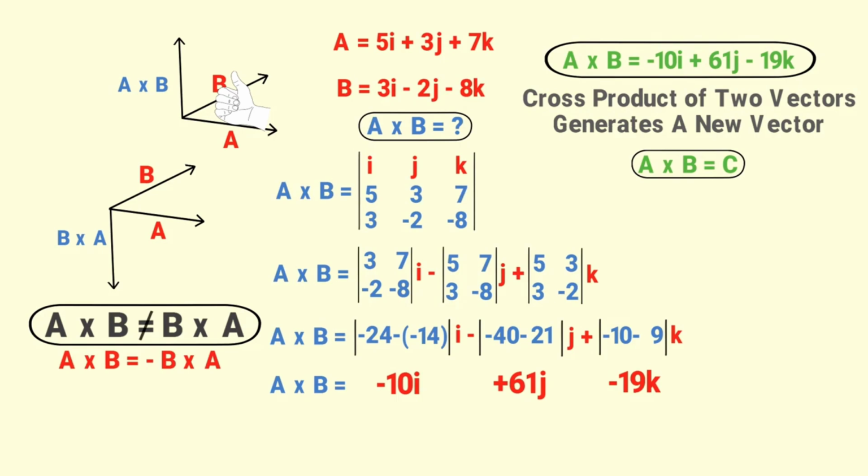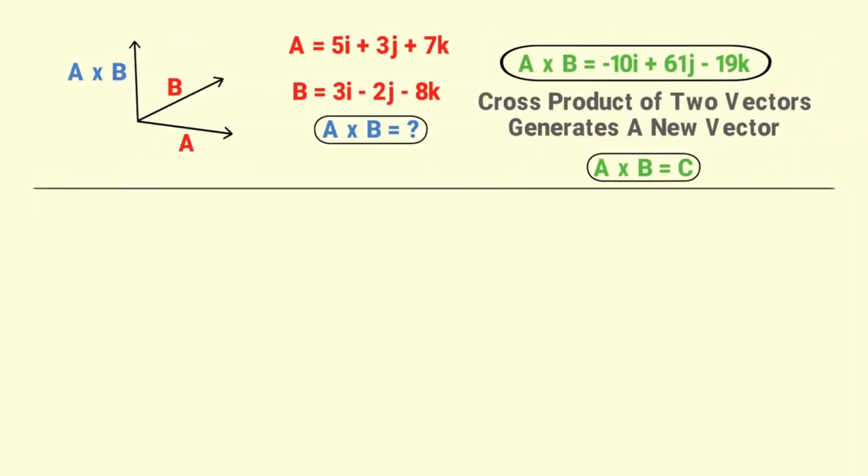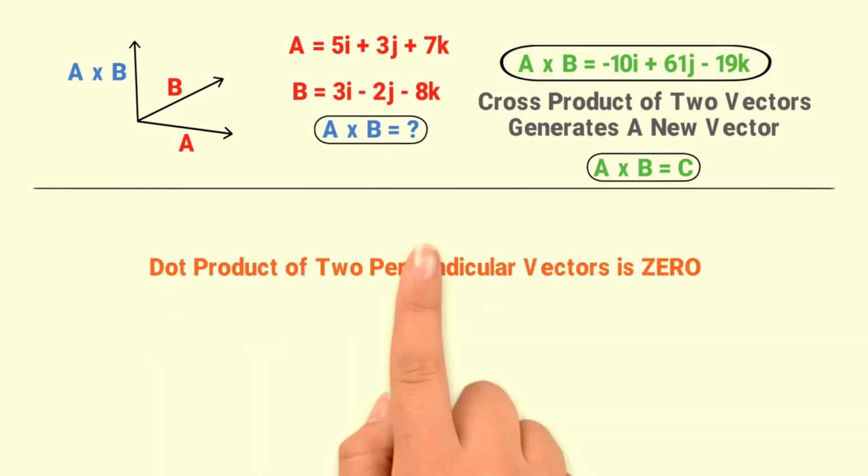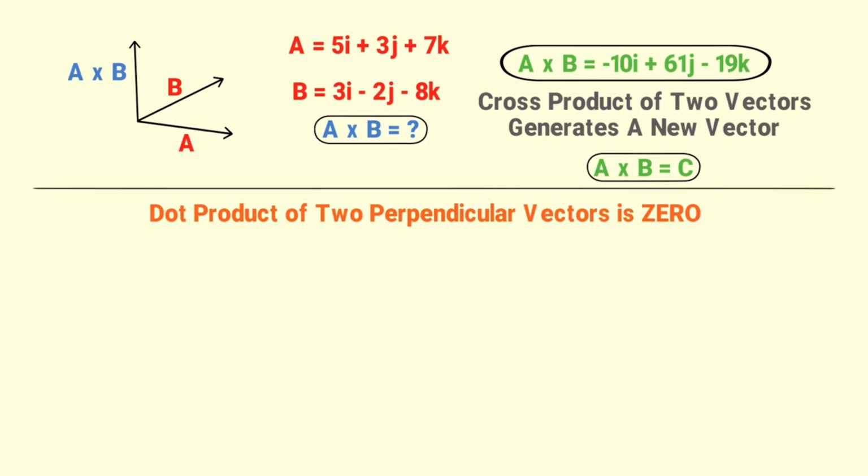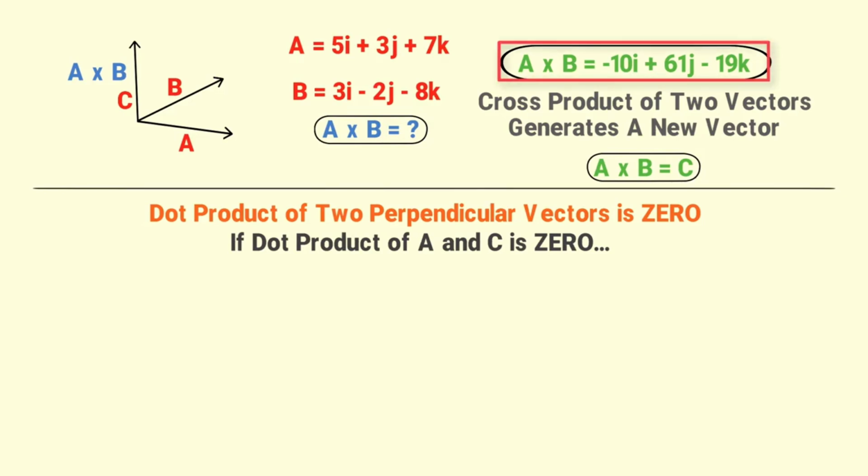Now at last, let me teach you how you can check your result. Here I calculated that the cross product of A and B is equal to minus 10i plus 61j minus 19k. Either it is the correct answer or the wrong answer. Well, to check your answer, you must note that the dot product of two perpendicular vectors is equal to 0. We know that vector C is perpendicular to both vector A and vector B. So if the dot product of C and A is 0, then this calculation of A cross B would be 100% right. Otherwise, our calculation of A cross B would be wrong.